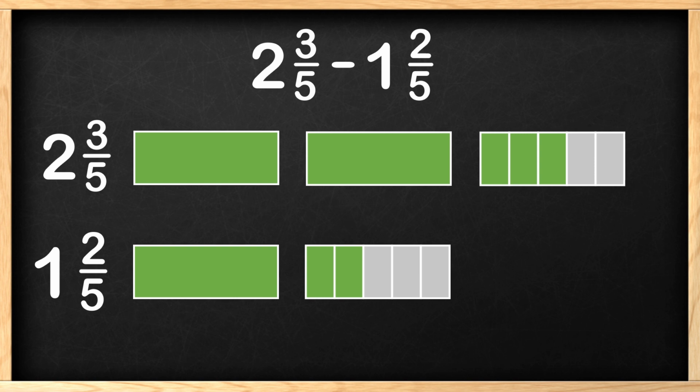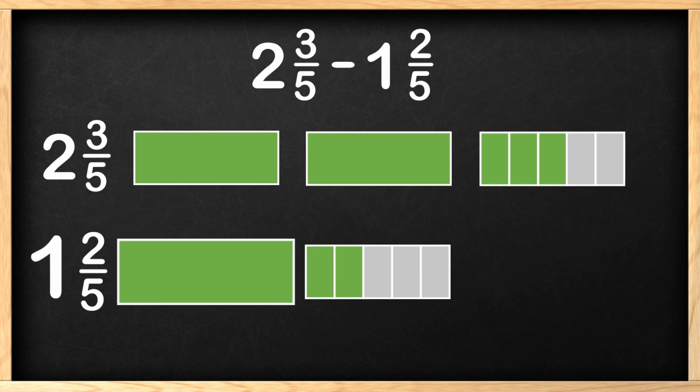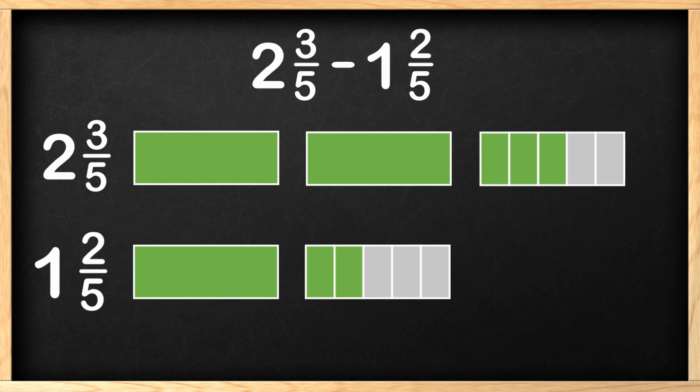In the mixed number 1 2/5, we have 1 whole and 2 parts of a whole out of 5 equal parts. See how the shaded regions represent both mixed numbers? We are asked to find the difference between these two numbers, which means we will subtract 1 2/5 from 2 3/5. I want to show you a strategy called takeaway, which is a fun way to subtract using our rectangular models.